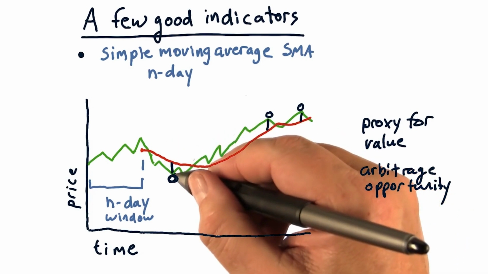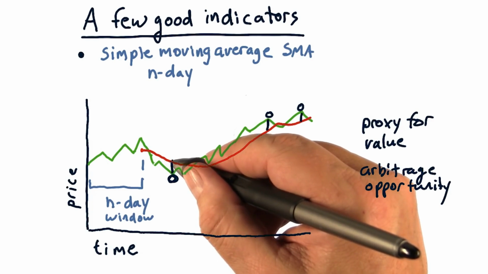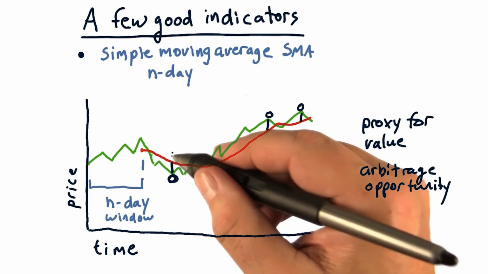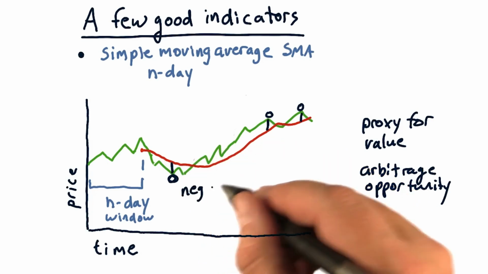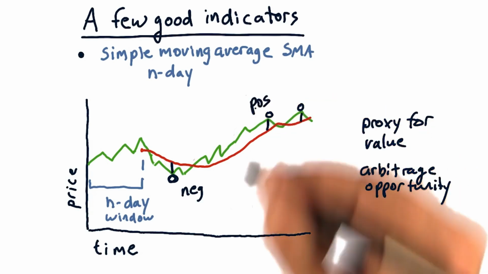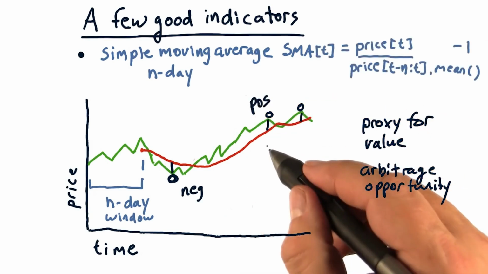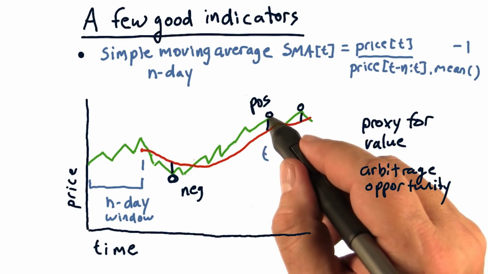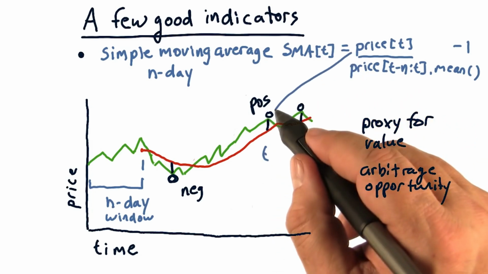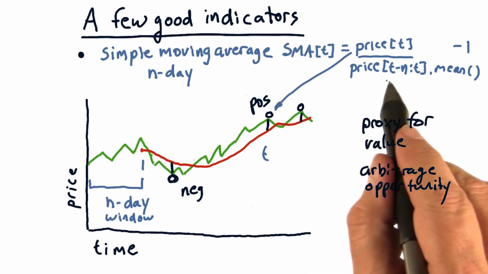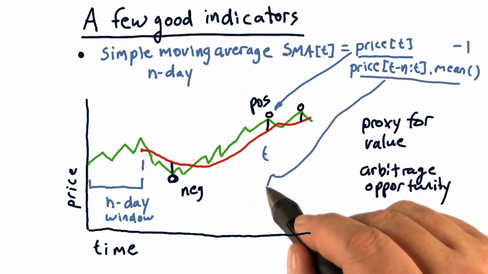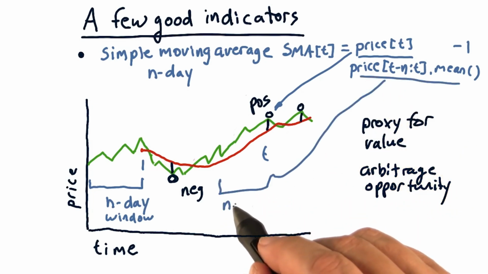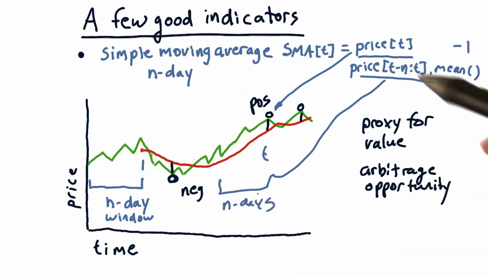The way we do that is to compare the current price with the current simple moving average and construct a ratio. So in this case, we would look for a negative value, and in these cases, we'd want to see positive values. So if we were to calculate, say, the value of the simple moving average on this day, we take the price for that day, and we compute the mean for the last n days, which is here. And remember, this is over a look-back window of n days. Divide that into the price and subtract 1.